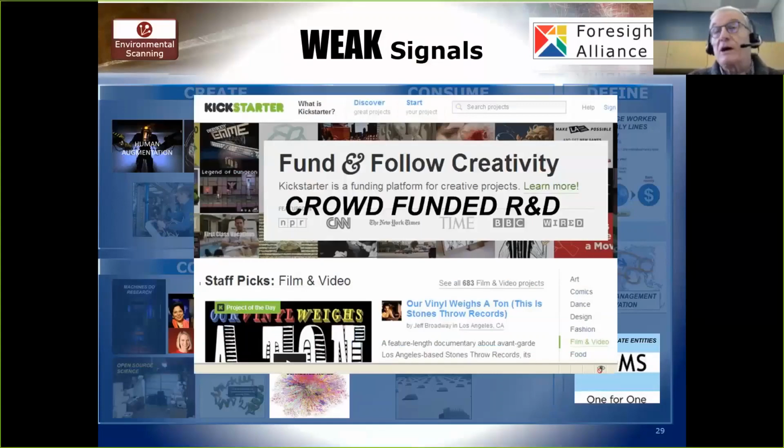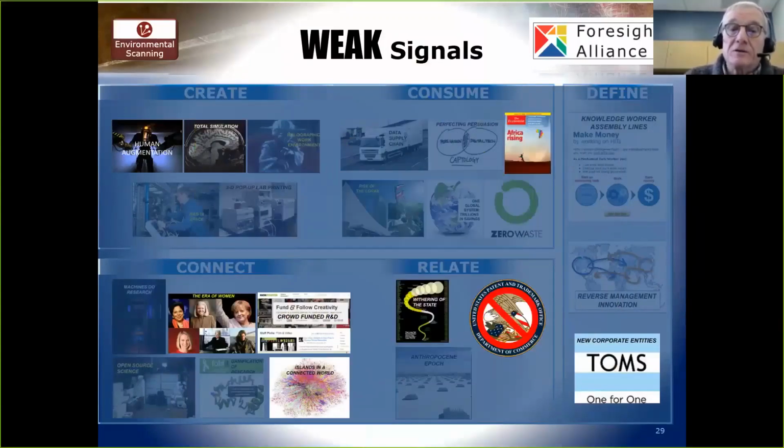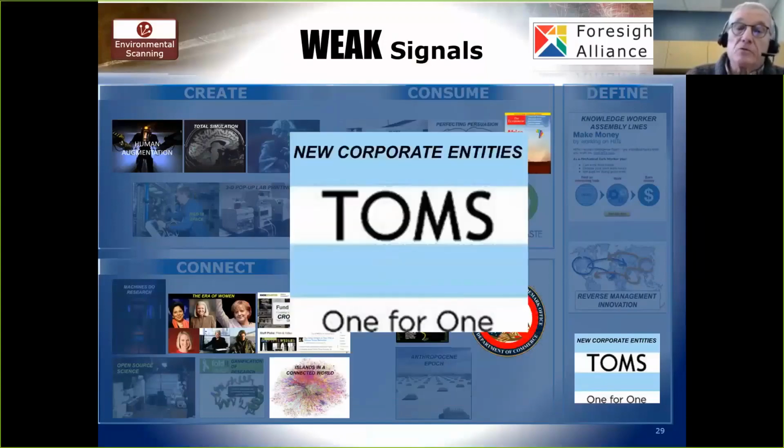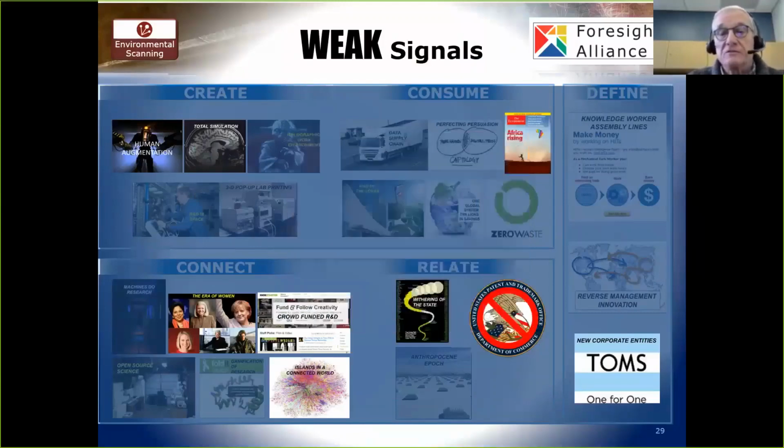Next, will we be actually crowdsourcing our R&D? Great way to find out if anybody wants some is ask them to chip in. The end of patents, folks are worried about that. The withering of the state, with the increasing power of the megacities. And what's the role of the traditional country state when Shanghai can basically define their own infrastructure and city? New corporate entities, companies that not only want to have a decent bottom line, but they want to do good for the environment, something good for the world. So they get reputations for different reasons.